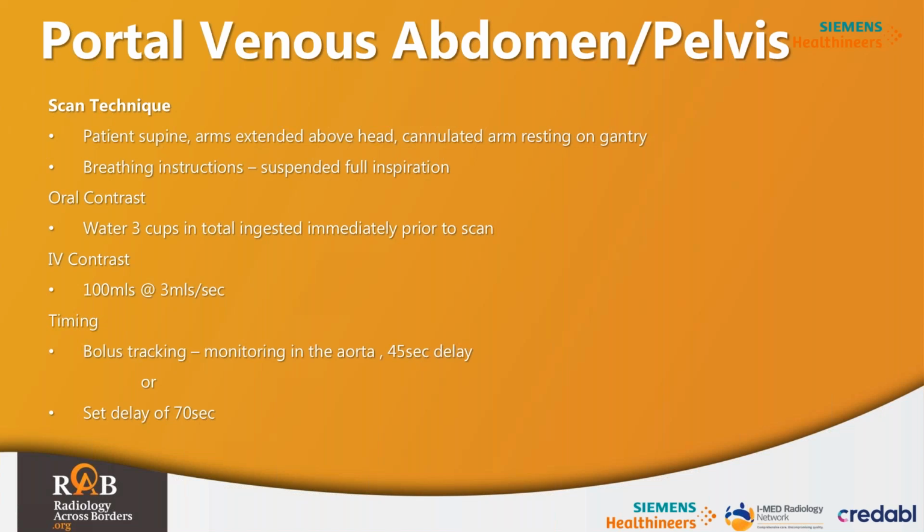Now, with the contrast, generally speaking, we're looking for 100 mils at 3 mils a second, and timing. So again, most sites probably use a standard set delay of 70 seconds. My personal favorite is actually bolus tracking, monitoring off the aorta. Once it triggers at 100 Hounsfield units, then use a 45-second delay. So that takes into consideration the cardiac output of the patient and achieves a more true portal venous abdomen pelvis.